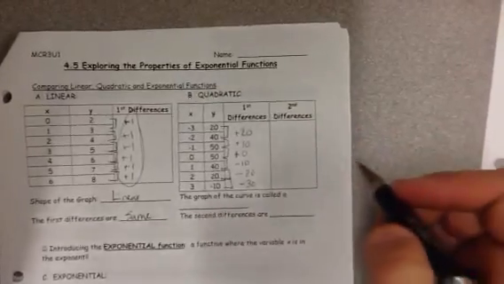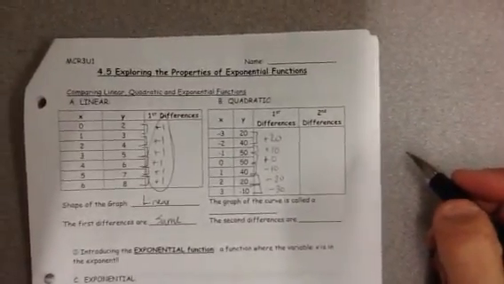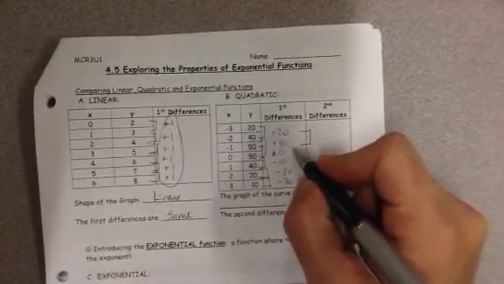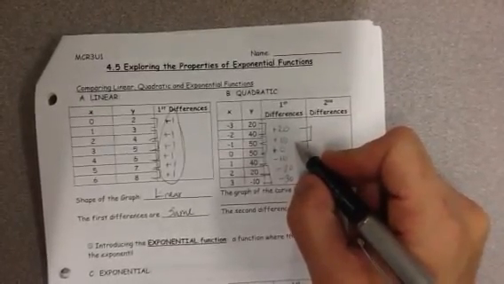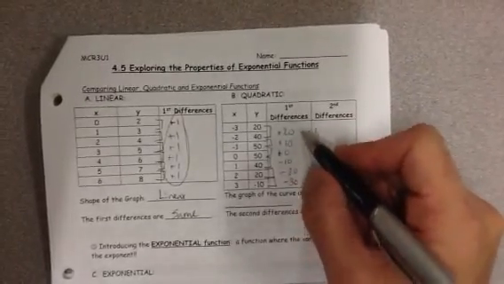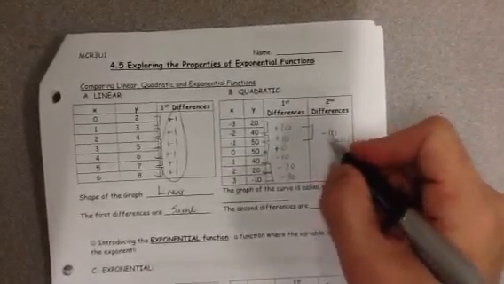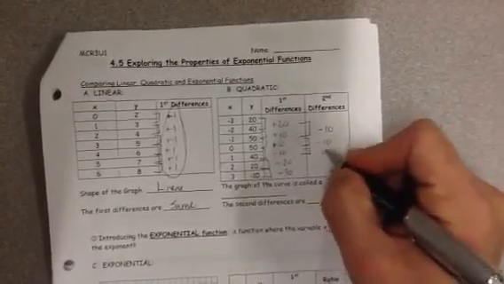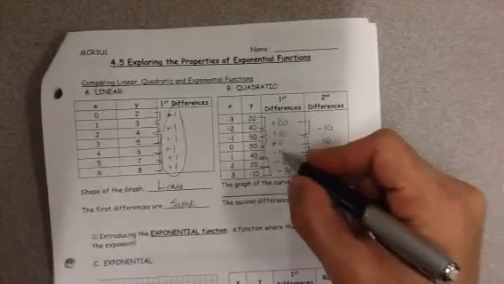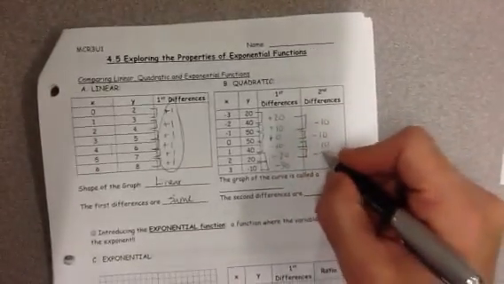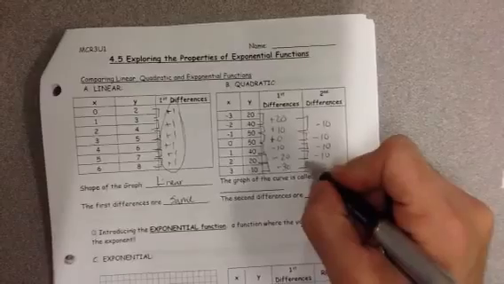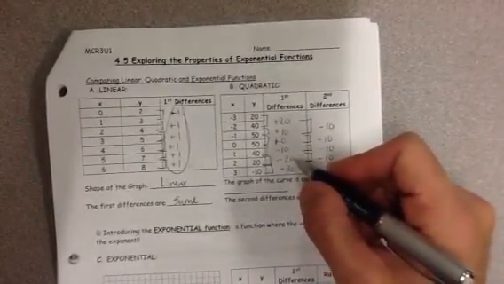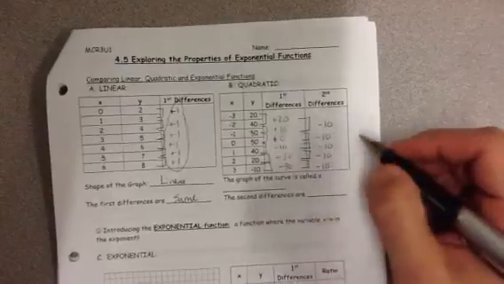So the next thing you're going to do is take a look at your second differences. You're going to do the exact same thing, taking the differences from the first differences. So 10 minus 20 gives you negative 10. 0 minus 10, negative 10. Negative 10 minus 0 is negative 10. Negative 20 minus negative 10 is negative 20 plus 10, which is negative 10. And then negative 30 minus negative 20 is like negative 30 plus 20, which is also negative 10.